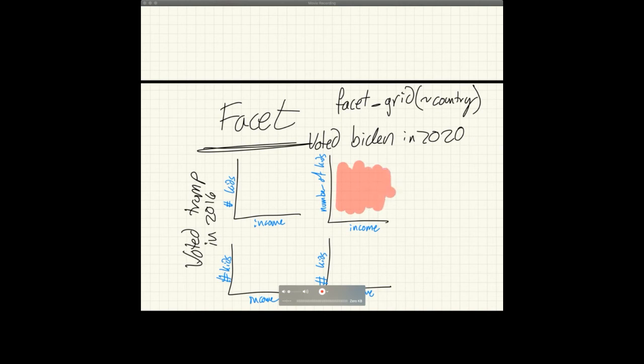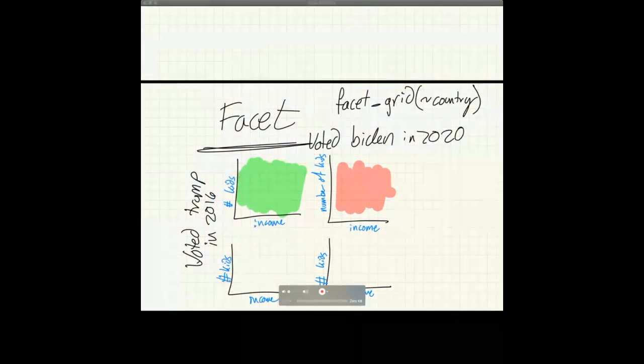This plot would just describe the relationship between income and family size among people who voted for Trump in 2016, they're on the top here, and voted for Biden in 2020. This plot would only describe people that voted for Trump in 2016 and then voted for Trump again.